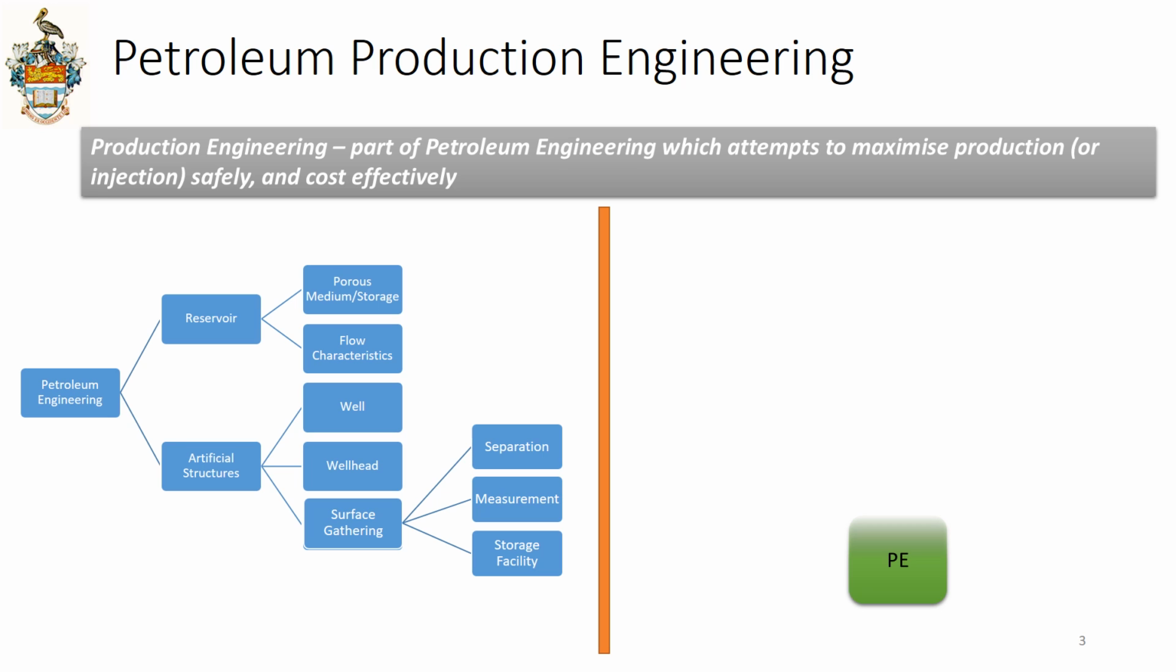Production engineering focuses on the well losses, pressure losses, all the way up to the wellhead and then onto the surface gathering systems, which would consist of separators, flow measuring devices, pressure measuring devices, sand detectors, and then onto the storage facility where the product is physicalized and treated for sale.